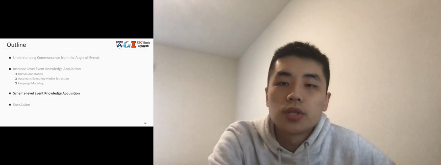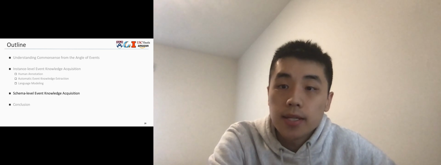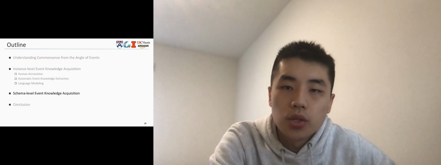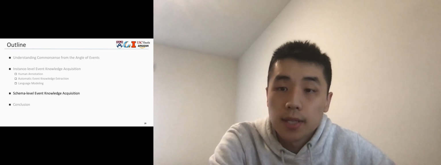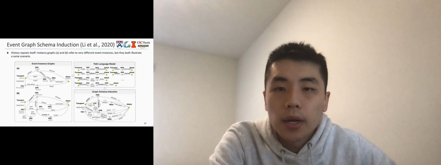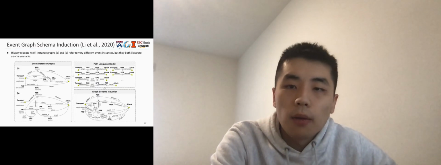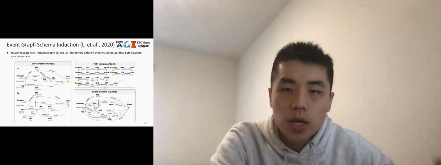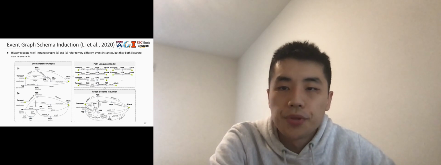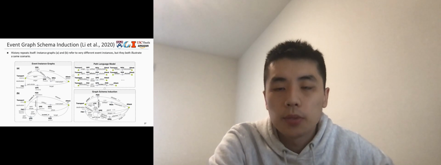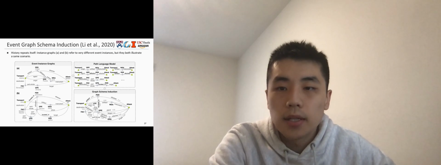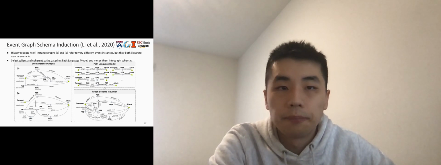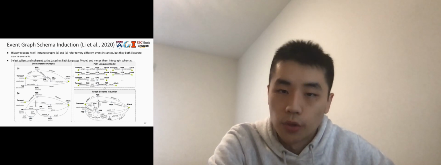Okay, so after introducing the common way of collecting instance level event knowledge, I will then introduce a recent work that focuses on schema level event knowledge. The good thing about schema level event knowledge is that it can help us to achieve a kind of abstraction to transform the knowledge from observed event instances to unseen ones. At the same time, it can also help select the salient event knowledge and minimize the influence of noise.